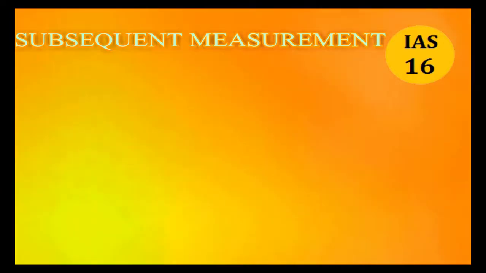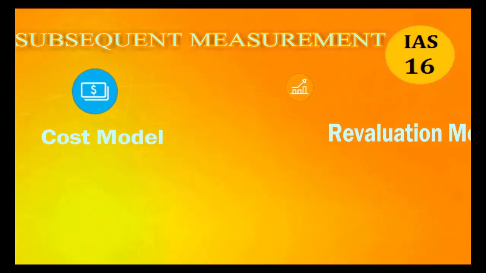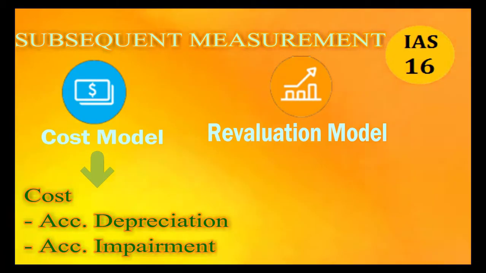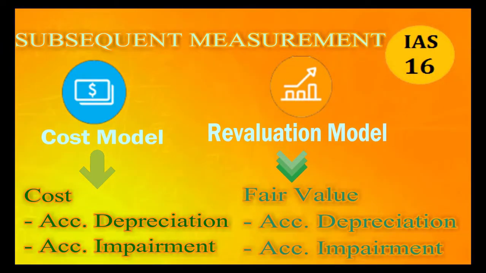Then let's come to the final part of the standard, that is the measurement. Subsequent to initial recognition, there are 2 models of subsequent measurement: cost model and revaluation model. Under cost model, assets are carried at cost less depreciation and any accumulated impairment losses. Under revaluation model, assets are carried at revalued amount, that is fair value less subsequent accumulated depreciation and any accumulated impairment losses. The revised IAS-16 makes clear that this is available only if the fair value of the item can be measured reliably.